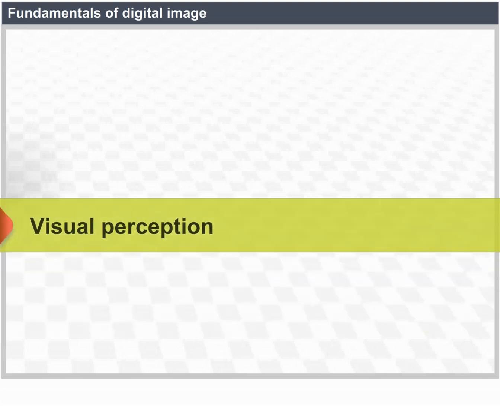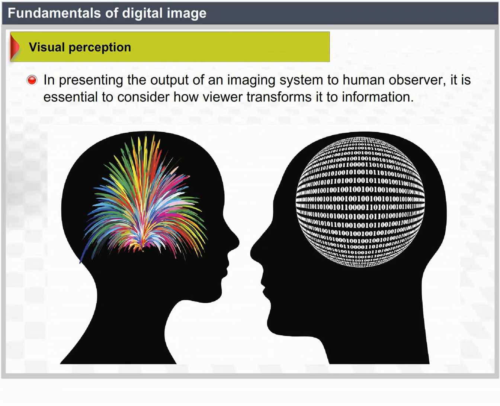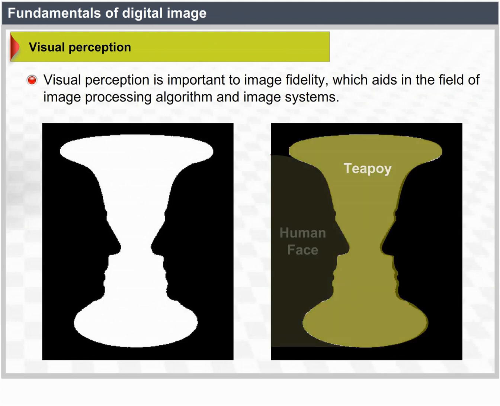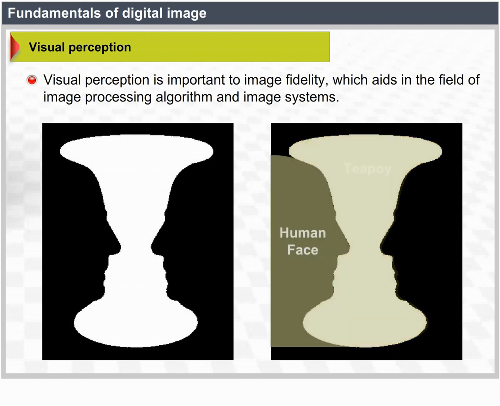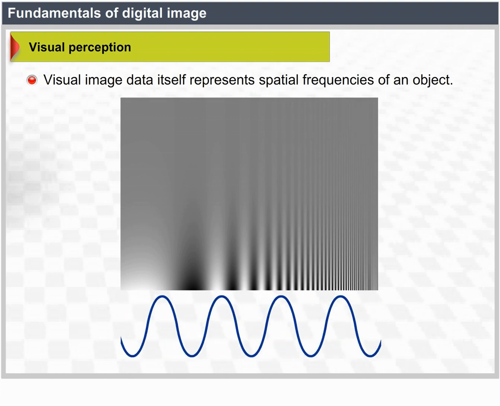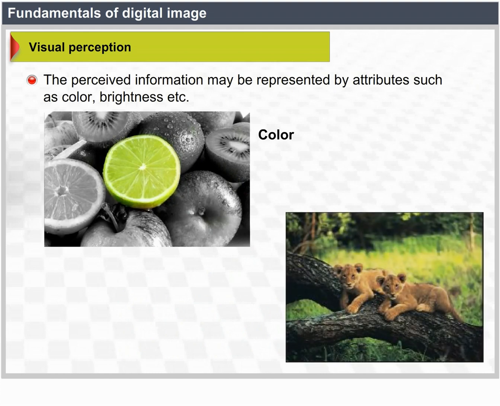Fundamentals of digital image. Visual perception. In presenting the output of an imaging system to a human observer, it is essential to consider how a viewer transforms it to information. Visual perception is important to image fidelity, which aids in the field of image processing algorithms and image systems. Visual image data itself represents spatial frequencies of an object. The perceived information may be represented by attributes such as color, brightness, etc.